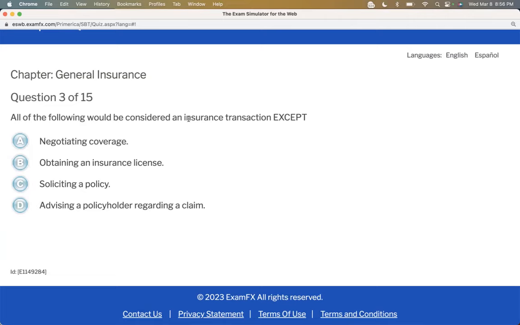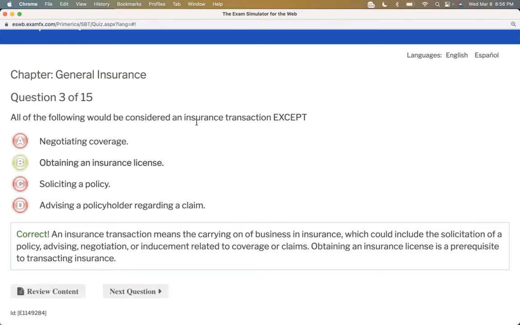Wow. I'm going to go with B. You're getting a license, right? There's no transaction there. You just got a license to be able to sell insurance, to be able to transact. So obtaining a life license is not a transaction. Okay. That makes sense now, right? Yes.